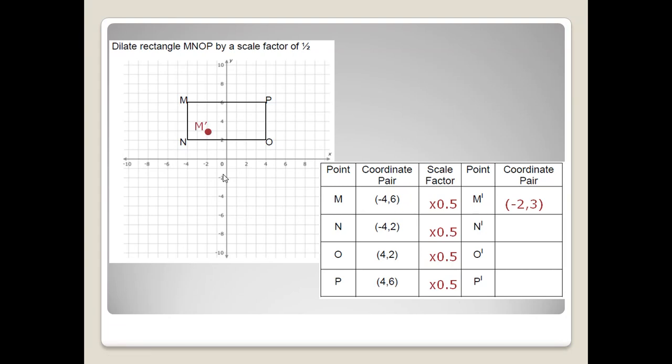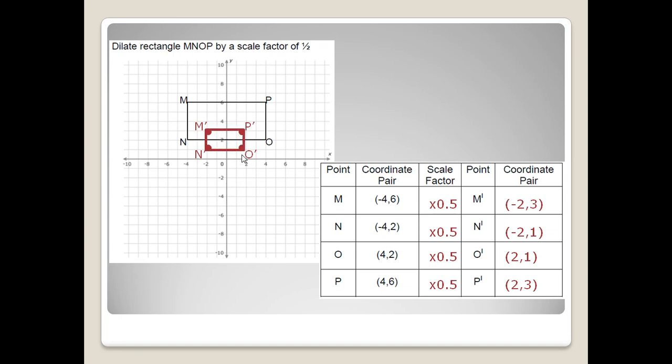For N, -4 times 0.5 is going to be -2, and 2 times 0.5 is 1. So we plot our new point, which is -2, up 1. And there we go. O is 4, 2. We multiply 4 times 0.5, that gets us 2. 2 times 0.5 gets us 1. So we plot our new point at 2, 1. Then we look at P, and it's 4, 6, so that will change to 2, 3.